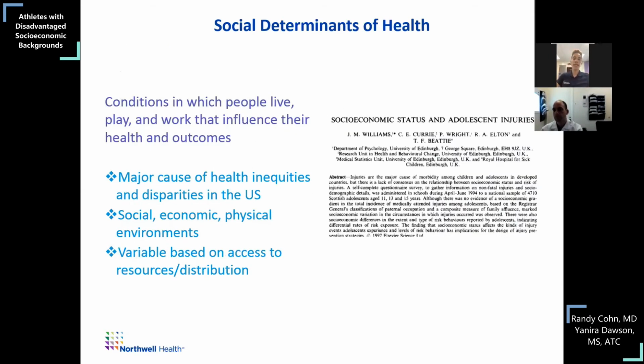As we take a deeper look at socioeconomic status and how these factors play into healthcare, we see that the conditions in which people live, play, and work influence their health and outcomes, and this is what's known as social determinants of health. These cause major health inequalities and disparities in the U.S. Also, it can be variable based on the access and resources distributed. This can be very problematic because many times the head of the household can be seen as the father, but in some cases, this may not be possible in some households.